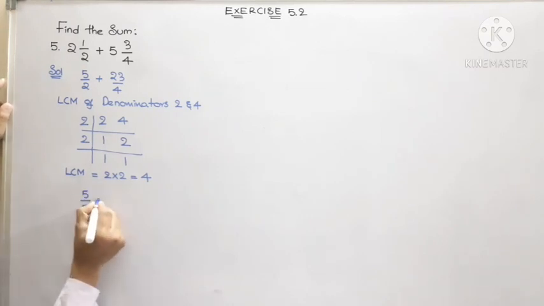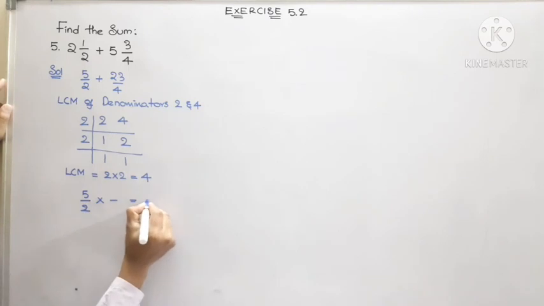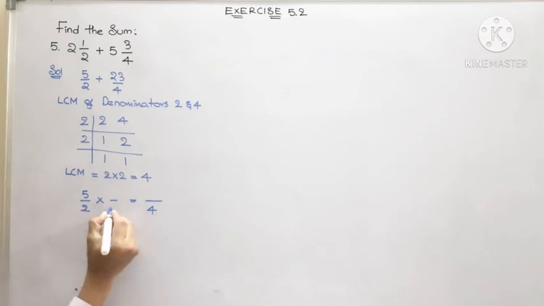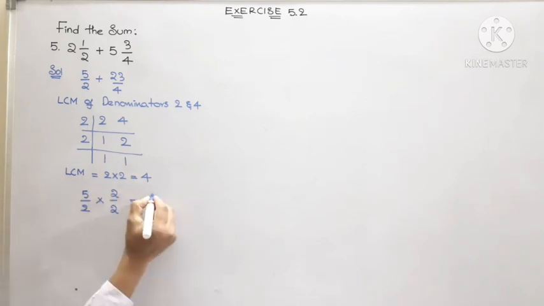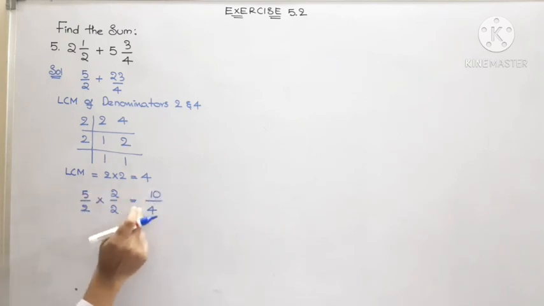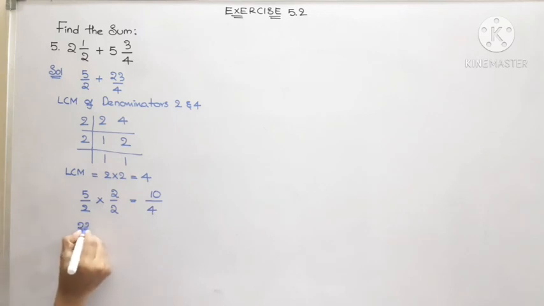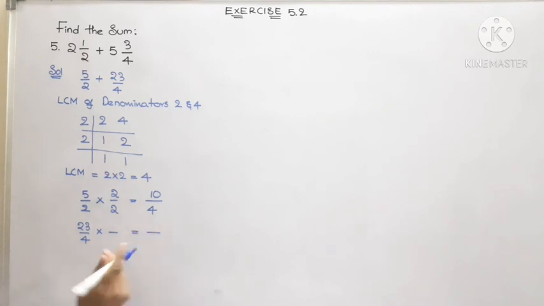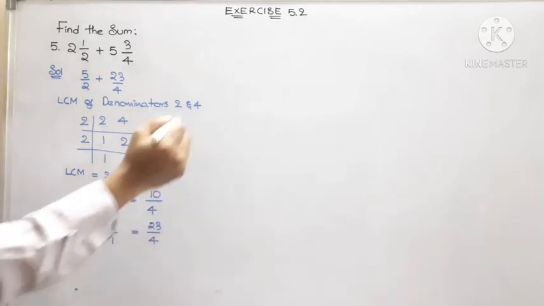5 by 2 is the original fraction and we have to multiply it with another fraction so that the denominator should be 4. So 2 how many times is 4? 2 times. The same will be given to the numerator. 5 twos are 10. So the equivalent fraction of 5 by 2 is 10 by 4. On the other side we have 23 by 4. With what do we have to multiply the denominator 4 to get 4? 1, because 4 ones give us 4. 23 into 1 is 23.